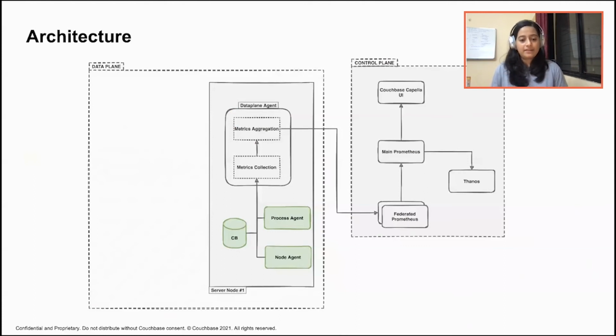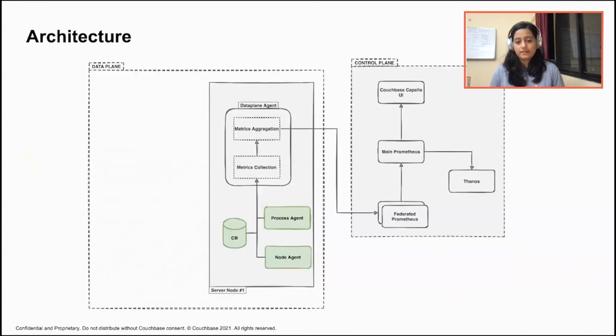We have a single server node, which is essentially just a Linux machine, for example. It will have the Couchbase processes running on it. It will also have two more processes. One is the node agent process, which is responsible for fetching metrics specific to resource consumption like memory, disk, and CPU. And we have the process agent, which is responsible for fetching metrics related to processes, threads, kernel level processes, and so on.